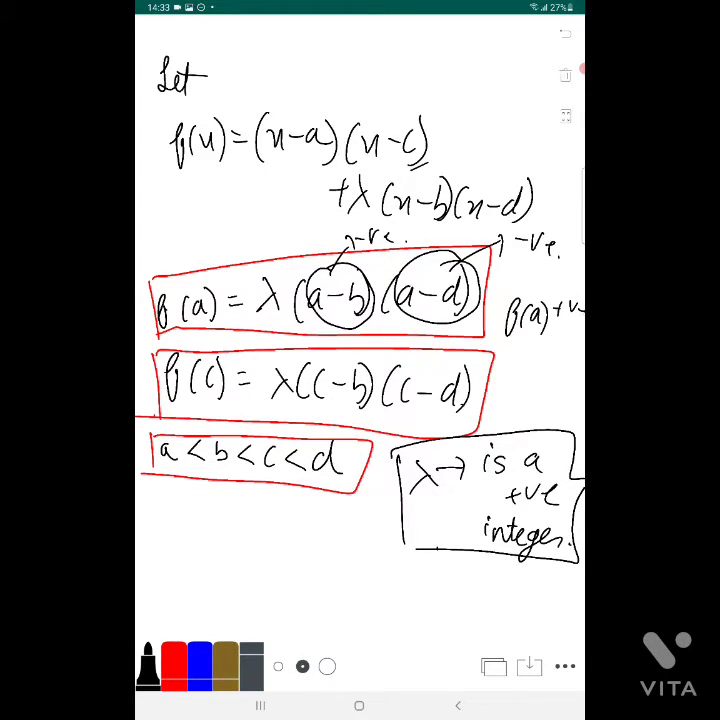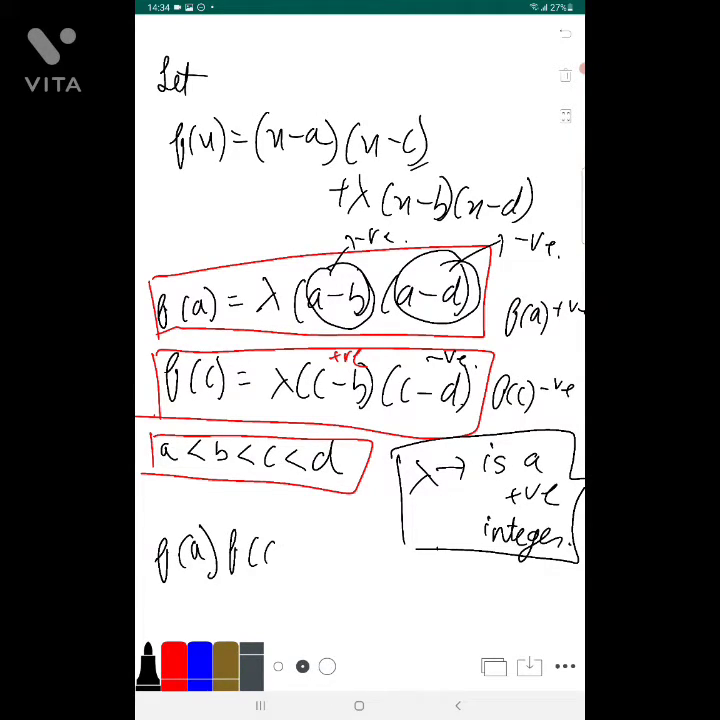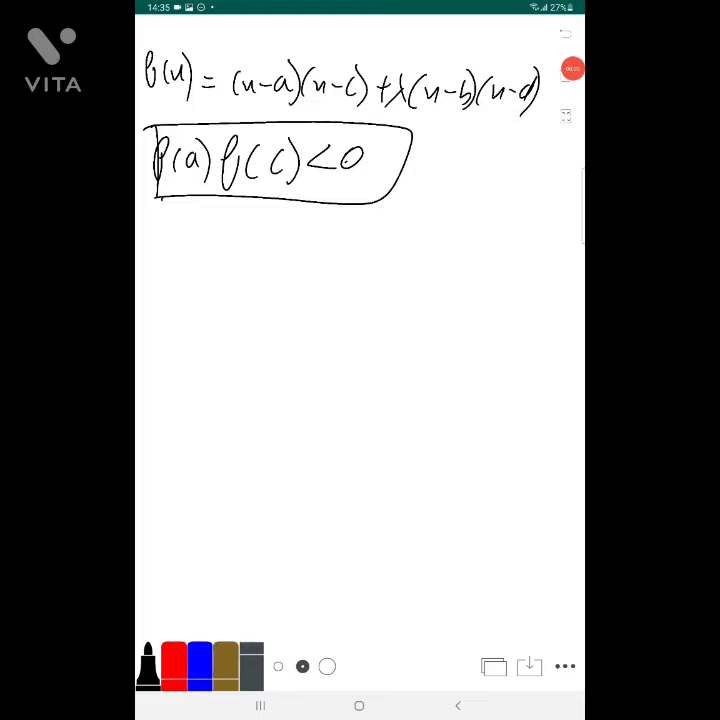Okay, now in f of c, lambda of c minus b, c is greater than b, so c minus b will be positive. C minus d will be negative. So as a result f of c is negative. So if we multiply f of a and f of c, we get f of a into f of c is less than 0. Okay, so after getting this, f of a into f of c is less than 0.